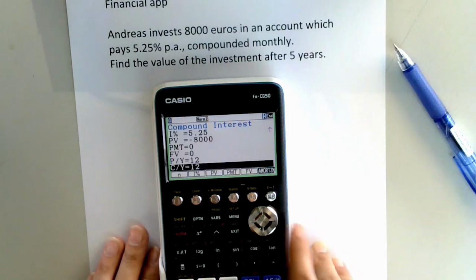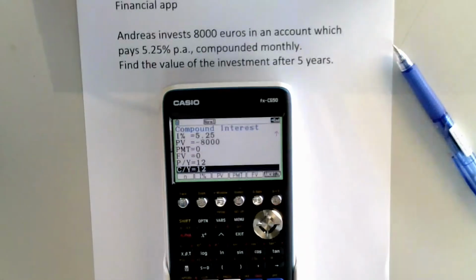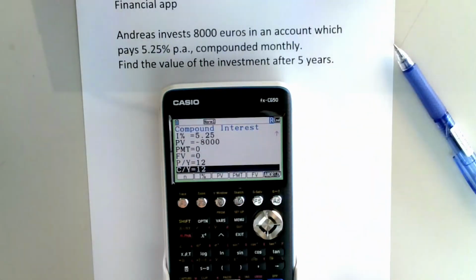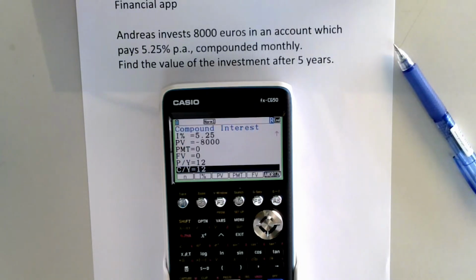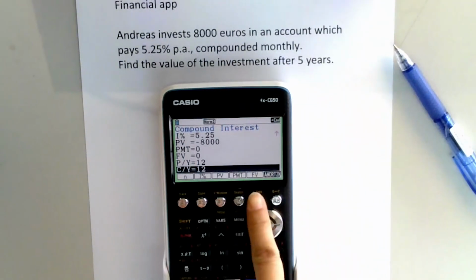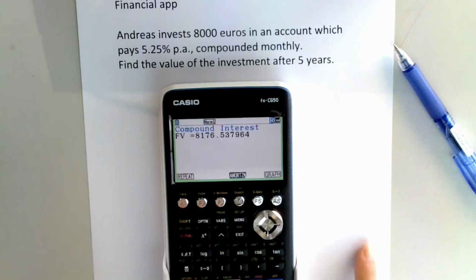It's the payment and compound. They usually get to the same. Just keep it the same as well: compound per year and payment per year. In your IB, you have to list that out if you are using the app. That is your working. And all you need to do is press FV. They give you the answer.